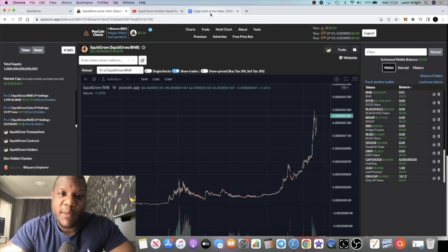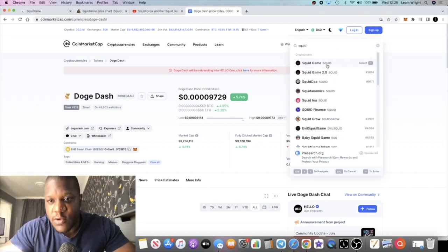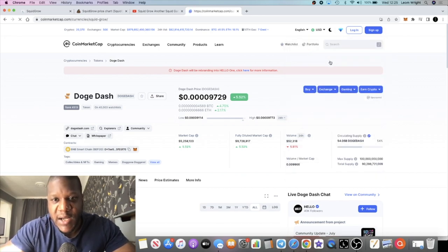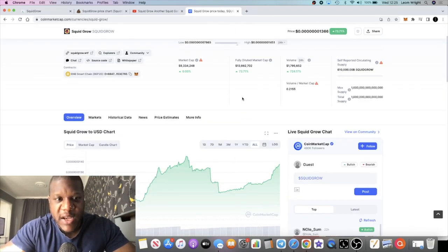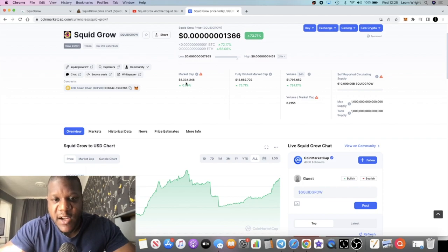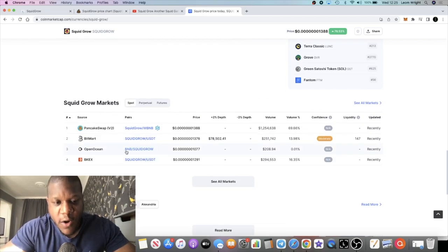We know that coins like Shiba Inu and things like that have gone to over a billion, multiples of the billions, actually. Squidgrow is actually on CoinMarketCap, and it's also listed on a few exchanges as well. If we pull that up on CoinMarketCap, you can see the chart over here. The market cap does differ on CoinMarketCap. I believe it's fully diluted at about 40 million at the moment. This needs to be updated, but it's sitting at about 8.3 million in market cap, and it's listed on Bitmart Exchange, Open Ocean, BKEX, as well as PancakeSwap.